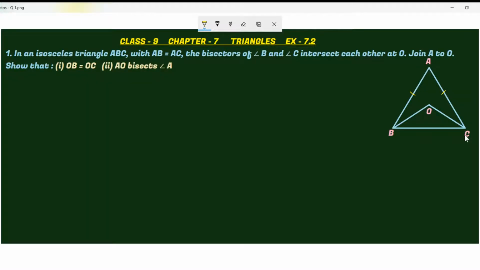We know in an isosceles triangle, angles opposite to the equal sides are equal. That means this angle is equal to this angle because these two are equal sides and angles opposite to the equal sides would be equal. So angle B is equal to angle C.